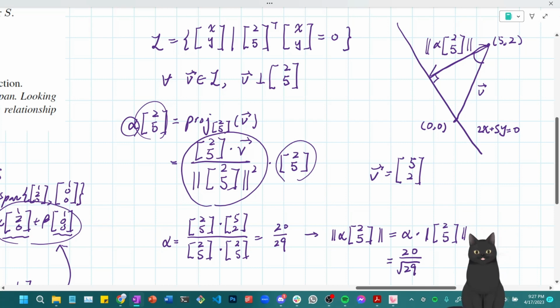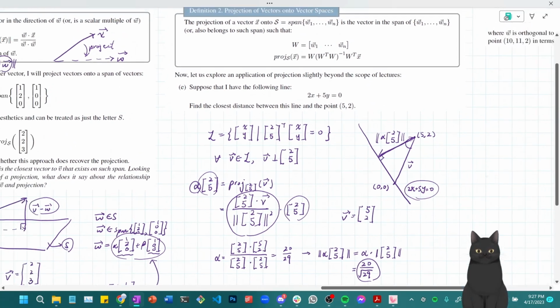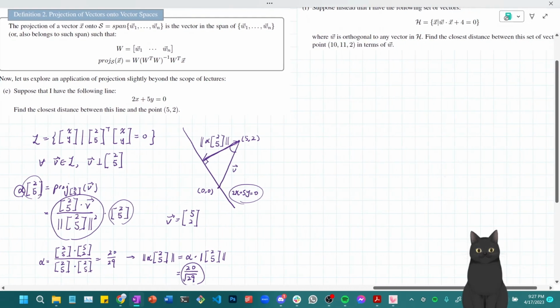So therefore, the shortest distance between (5,2) and this line 2x plus 5y equals 0 is the length of the projection of v onto the direction of (2,5), which is perpendicular to the line, and that length is equal to 20 over square root of 29. Alright, so that is part E. And last but not least, let's move on to part F.